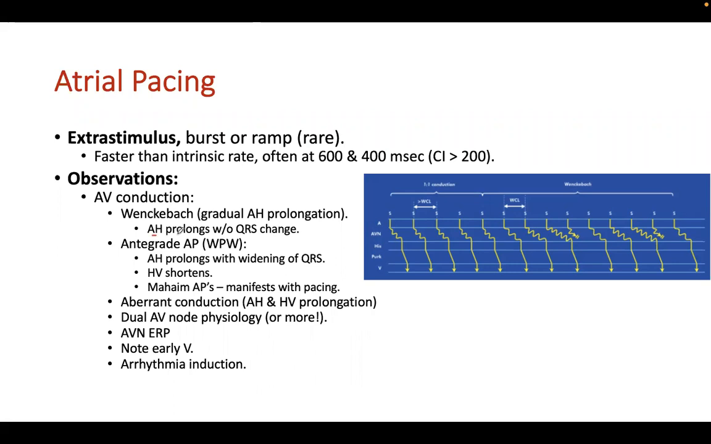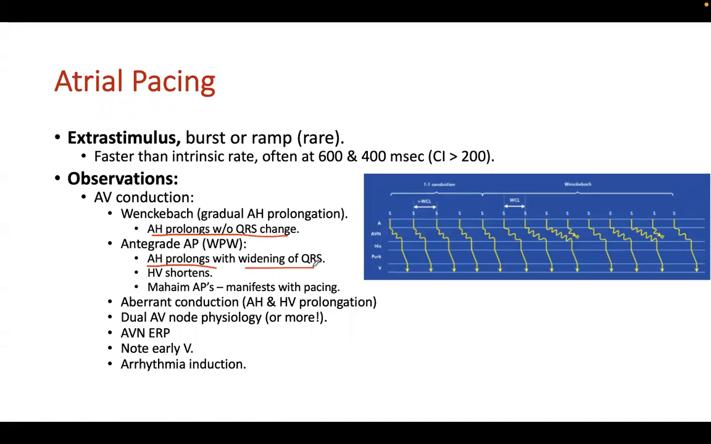And the AH prolonged without a change in QRS, this is normal. Okay. And then, if you have an accessory pathway, you will see AH prolonging with widening of the QRS and more delta appearance. Right? Meaning you're going slowly across the AV node, you're going more across the accessory pathway. So your AH would prolong because your AV node conduction is slowing, but your HV would shorten because your V is coming closer, your H is going further away.